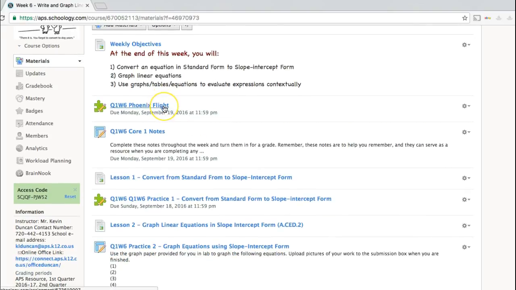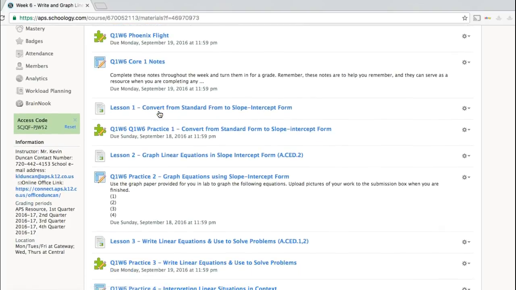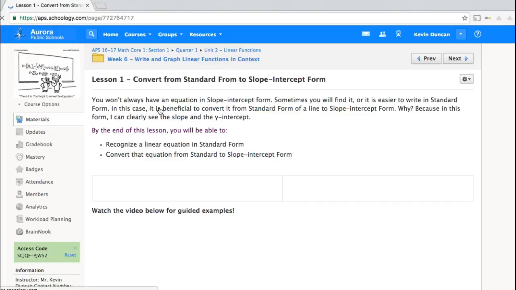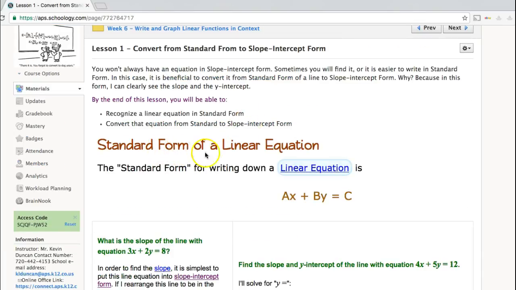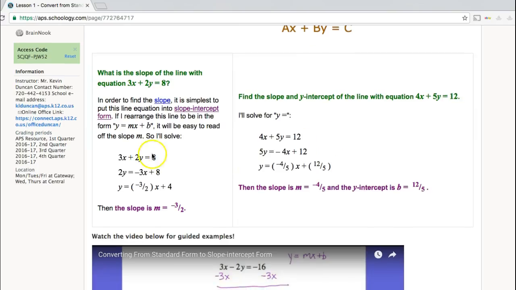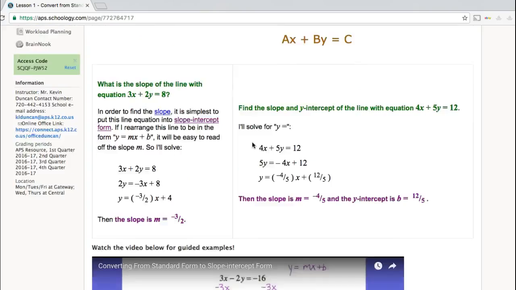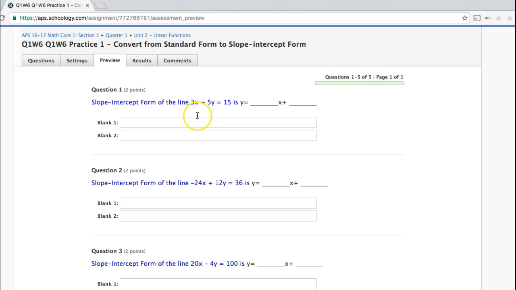There's of course the Phoenix flight like usual, and the notes that you can find in the bin in lab or print off. Let's check out lesson 1. Lesson 1 is just about standard form of a linear equation. Ax plus By equals C. You can read about it and how to convert to slope-intercept form. Here's a quick video on that as well.